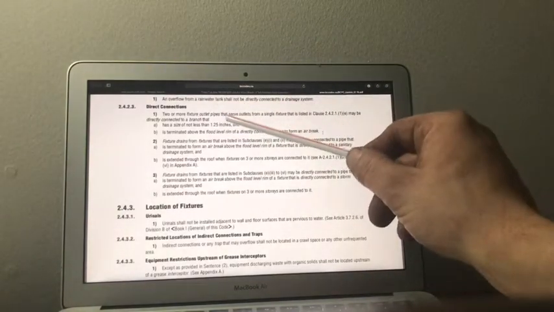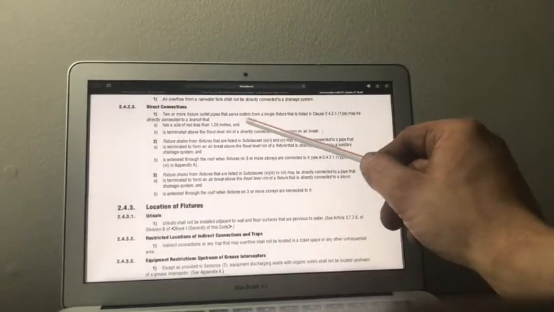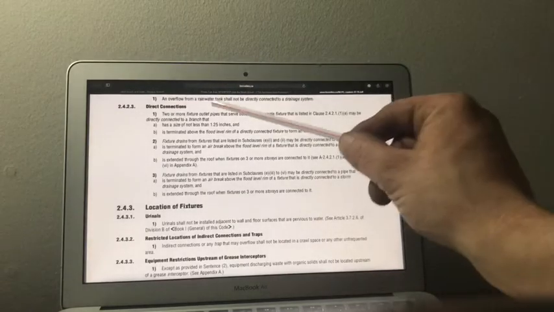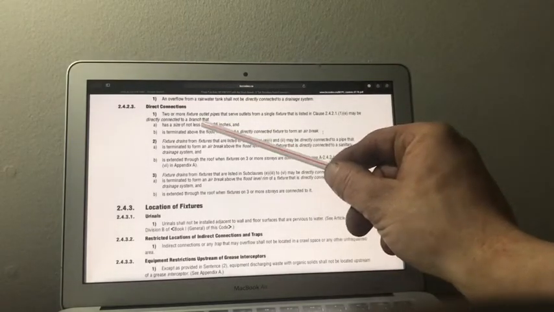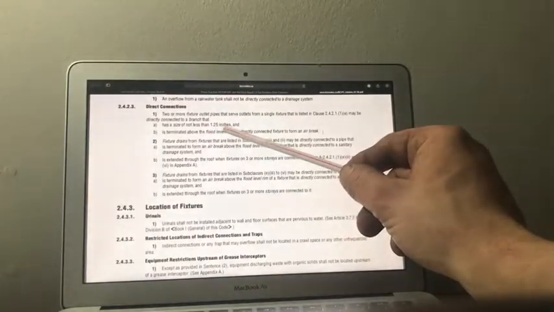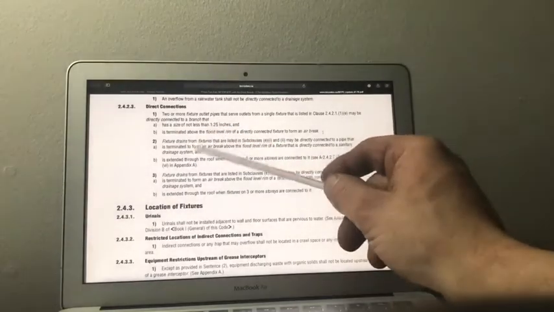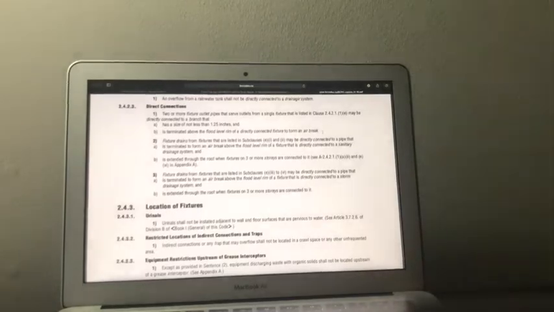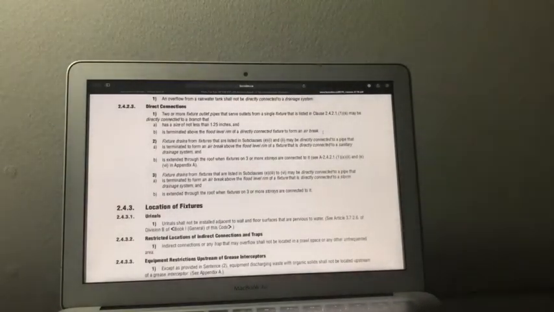So you can connect 2 or more that serve outlets from a single fixture that's listed in 2421 may be directly connected to a branch that has a size of not less than 1.25 inches and is terminated above the flood level rim of a directly connected fixture to form an air break. So just to clear that up, that's what they're talking about.